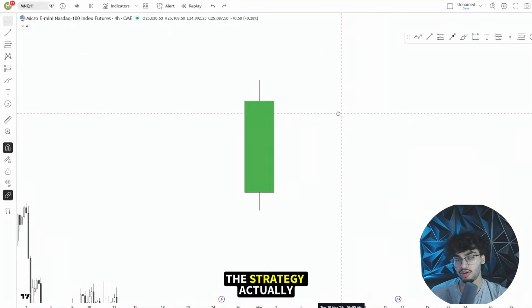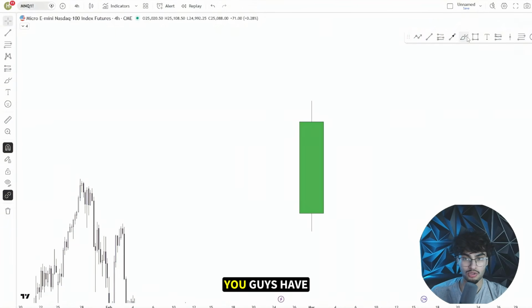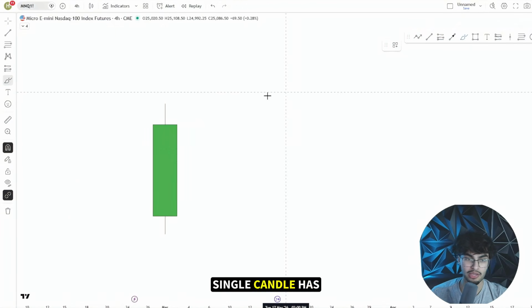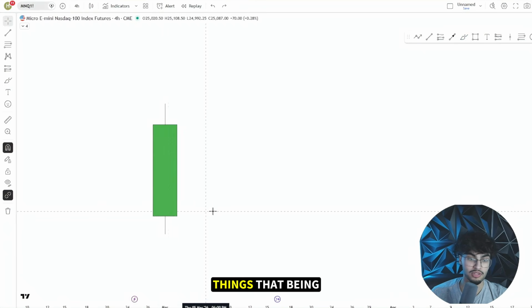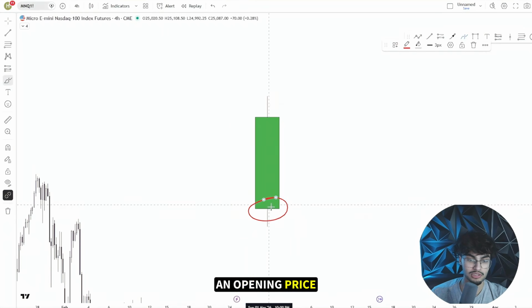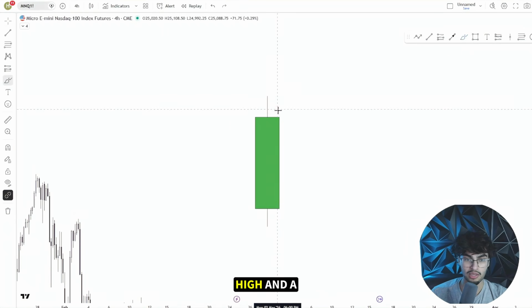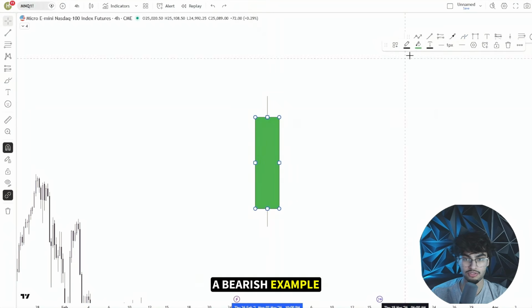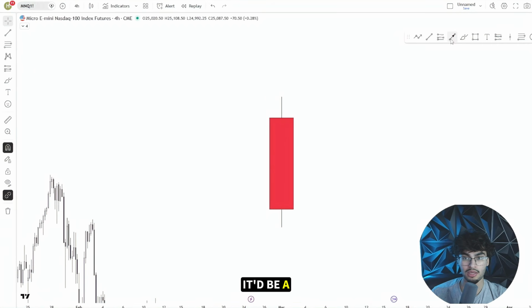So, how does the strategy actually work? Well, you guys have to understand every single candle has four things: an opening price, a low, a high, and a close. And for a bearish example, it'd be an opening price, a high, a low, and then a close, right?